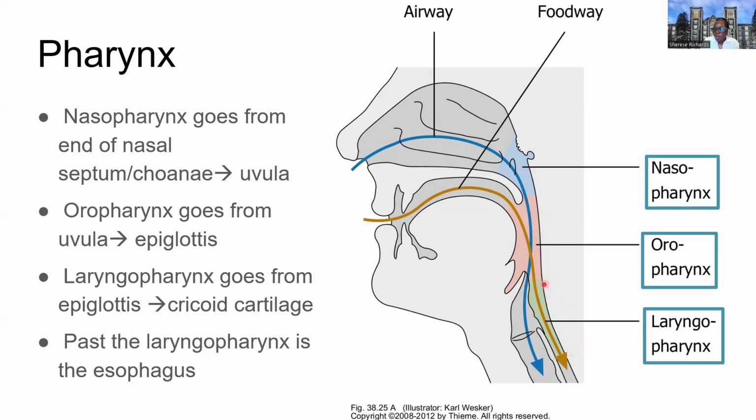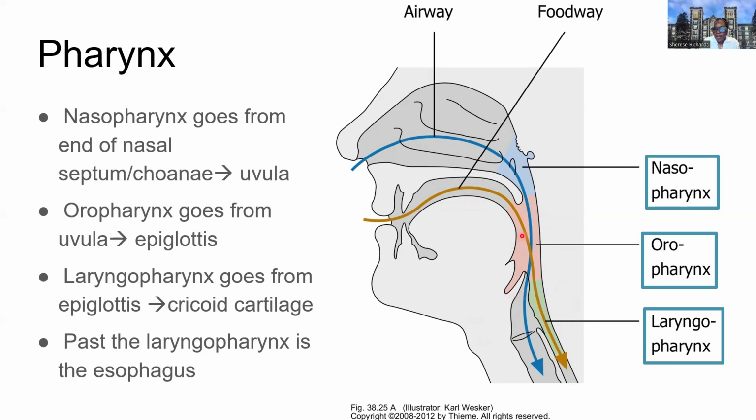This is also sometimes called the hypopharynx. And this is where we have the cricoid cartilage, the thyroid cartilage, and the larynx in general. The larynx is important in voice production as air moves past the vocal folds.